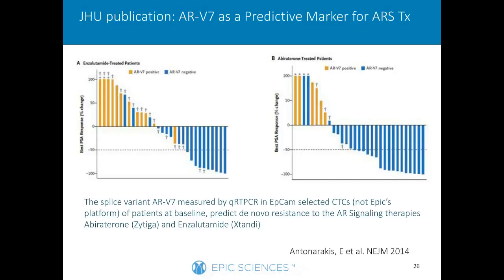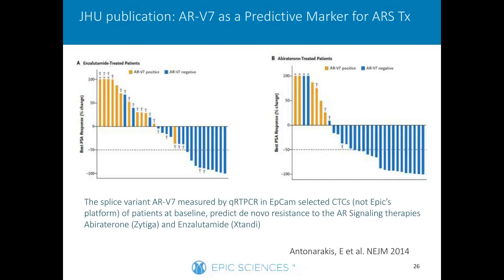So this was data they generated by EpCAM enrichment of CTCs from whole blood in a pooled CTC sample. They then lysed those open and looked for the ARV7 transcript by qRT-PCR. So the presence of the V7 transcript, shown in gold, the patients that are positive for that, can be associated with poor response to the therapeutic or resistance to AR-targeted therapies.